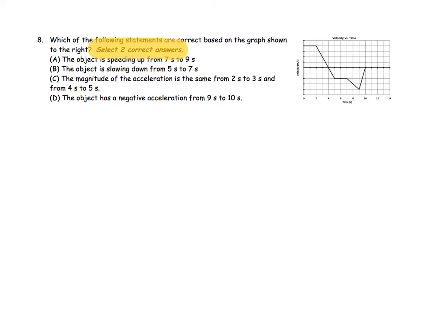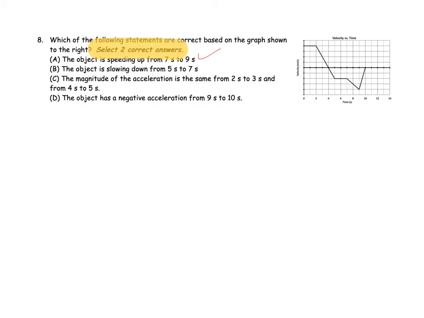Which of the following statements are correct based off the graph shown to the right? The first is the object is speeding up from 7 to 9 seconds. If I look here from 7 seconds to 9 seconds, that's that region right there. And that is true because we're getting further away from the x-axis. That represents speeding up. So that statement is true.